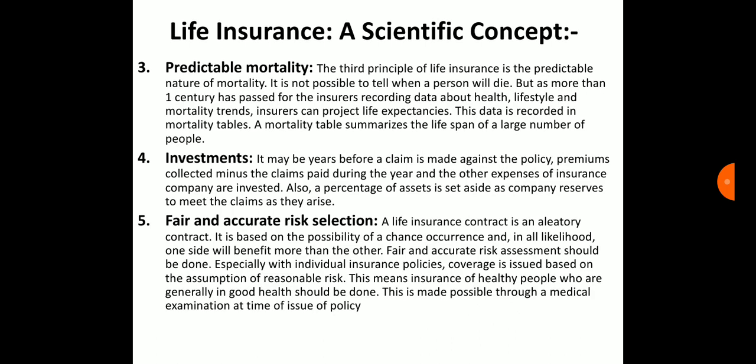Predictable mortality. The third principle of insurance is the predictable nature of mortality. It is not possible to tell when a person will die, but as more than one century has passed with the insurers recording data about health, lifestyle, and mortality trends, insurers can project life expectancies. This data is recorded in mortality tables. A mortality table summarizes the lifespan of a large number of people.